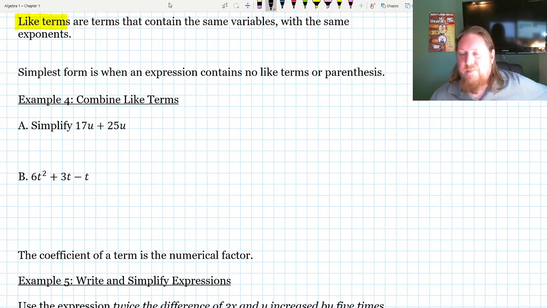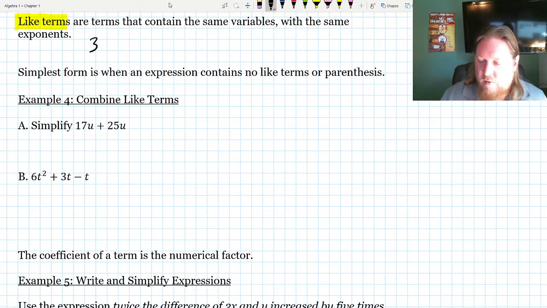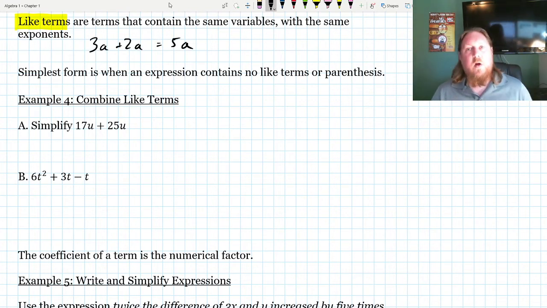Think of it like I've got 3 apples in one basket, 2 apples in another basket. How many apples do I have altogether? I've got 5. 3 apples plus 2 apples is 5 apples. I'm just counting how many apples there are.